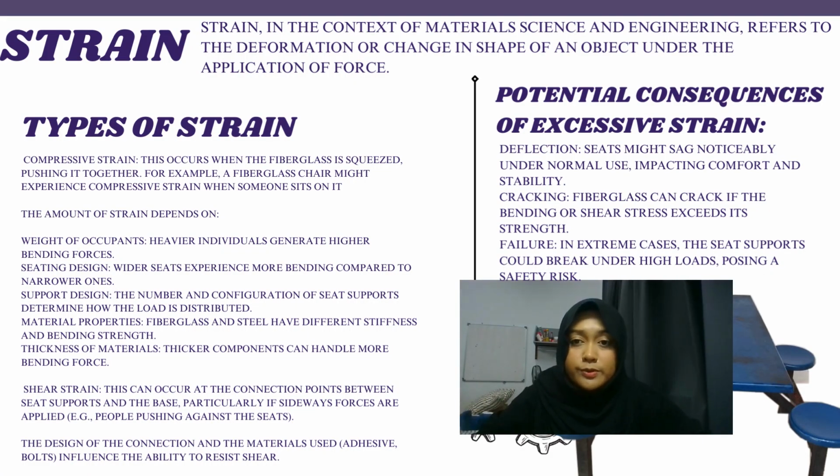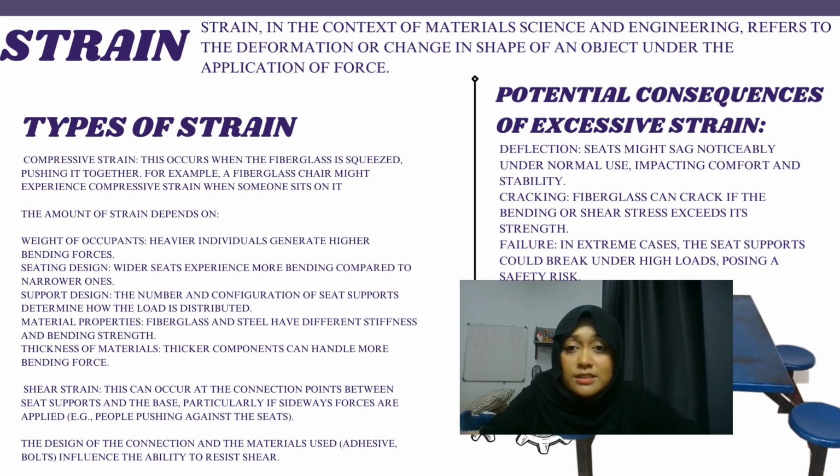So today I'm going to explain briefly about strain inside the four-seater fiberglass chair and table that we are doing. Strain in this context is a deformation or change in shape under force. There are two types of strain that we can observe. The first one is compressive strain. This occurs when the fiberglass is squeezed.